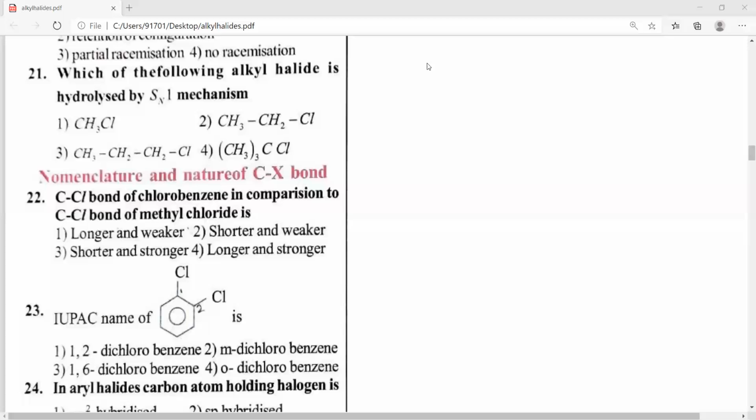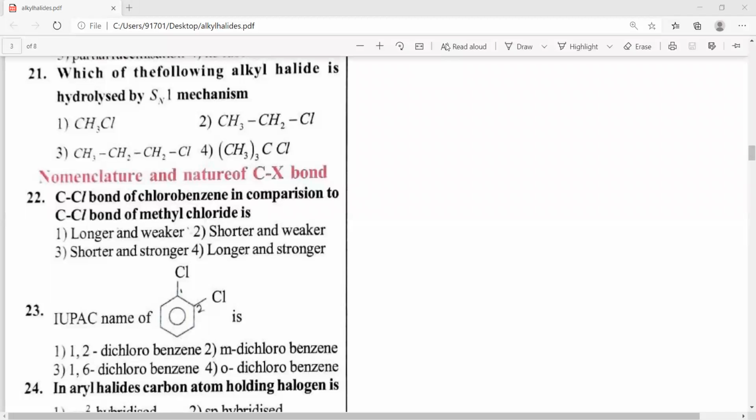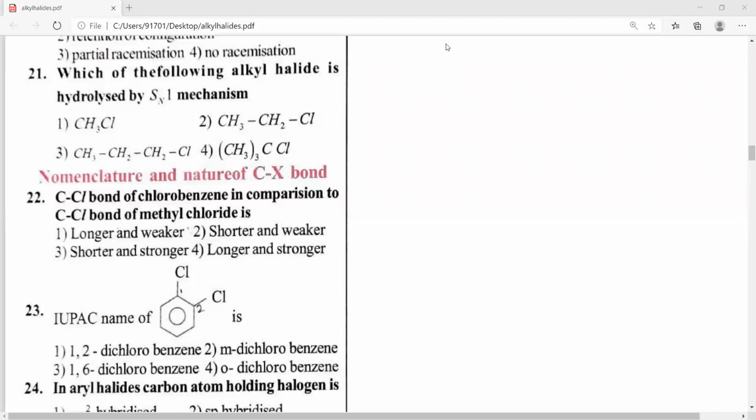In the last class we discussed alkyl halides and aryl halides, which are halogen compounds. Some Level 1 bits were discussed. Let's see the remaining bits. Level 1 is very easy and Level 2 is also very easy, with just a little bit of difficulty.